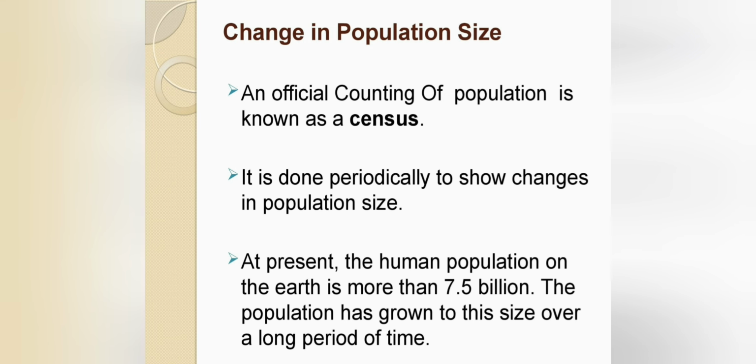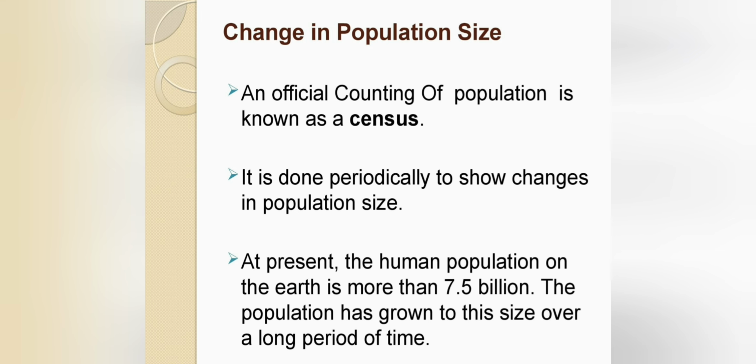In our country, the counting of population is done every 10 years, and this is the 10th year, so the census has to be done this year. But because of COVID-19 it got postponed, maybe for the next year, maybe for the end of this year. So when the official counting of a country is done, that is known as census. Second, it is done periodically to show changes in population size. As I told you, in our country, the counting of population is done every 10 years, because it shows how much change there is in the population over 10 years.